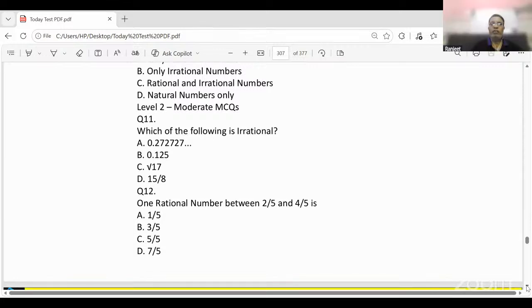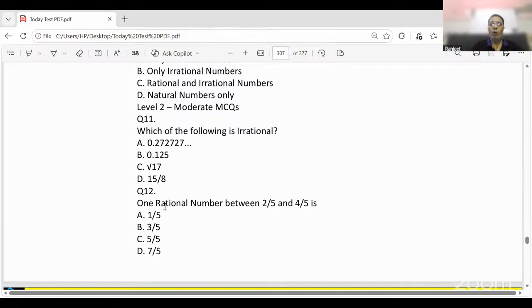Which of the following is an irrational number? What about option A? Sir, it is following the rational number property of decimal expansion. What is written here? 0.2727. Is this terminating or non-terminating? Non-terminating but recurring. So option A is a rational number, and it can be written in the form p by q. And D is always in the form p by q. So the correct answer is C.